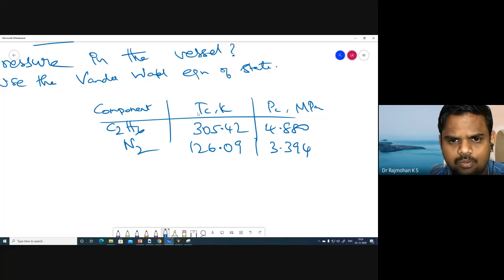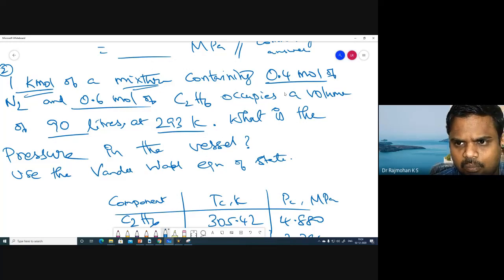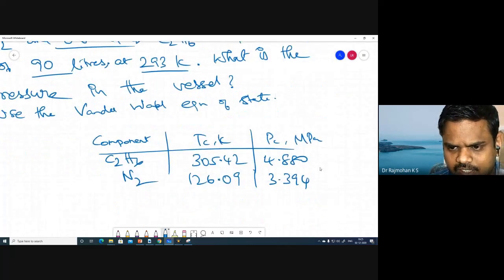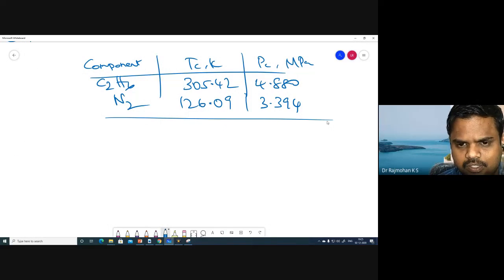Okay, so now how to solve this problem? We have the TC and PC values of the individual components, but we have a gas mixture containing 1 kilomole of gas mixture. That will be our basis. Out of 1 mole, 0.4 mole is nitrogen and 0.6 mole is C2H6. Therefore, mole fractions can be determined: 0.4 by 1, 0.6 by 1. You can find the TC of the mixture and the PC of the mixture first.